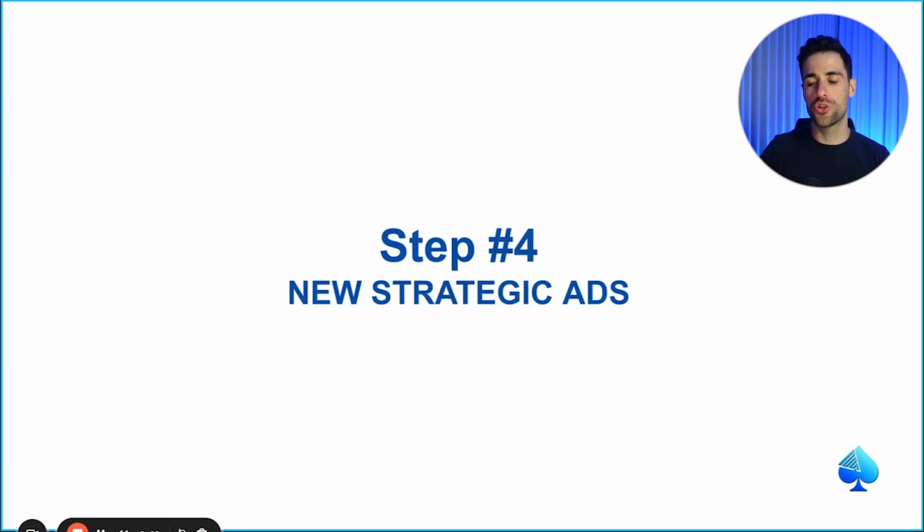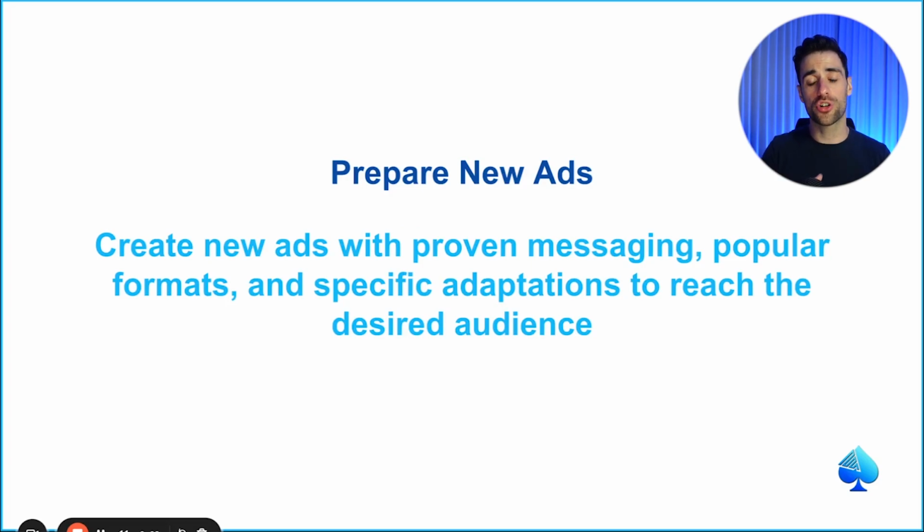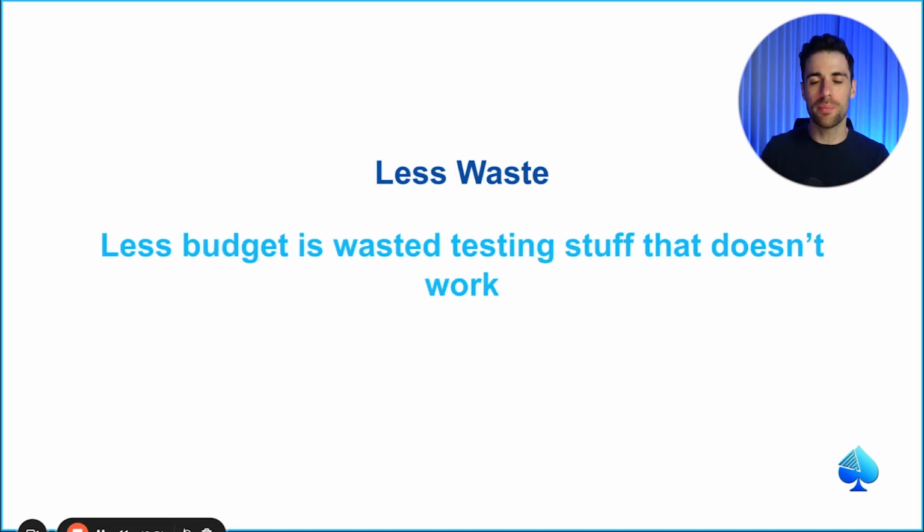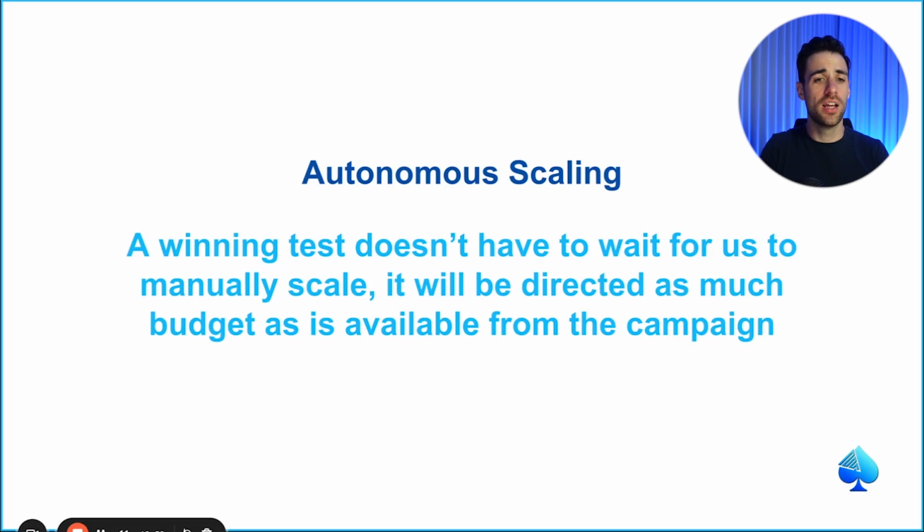Step number 4 is new strategic ads. You want to prepare new ads and you're going to create them with proven messaging, popular formats, and specific adaptations to reach the desired audience. Everything I was showing you before. You then want to launch these new ads in the CBO, so creatives have to earn spend, and the algorithm will only direct spend if the new ads are better than the current best ads sitting in that winners ad set. The major benefit of doing your testing this way is less waste. Less budget is wasted testing stuff that doesn't work. You'll also benefit from autonomous scaling. A winning test doesn't have to wait for us to manually scale it. It will be directed as much budget as is available from the main campaign because it's in a CBO campaign.